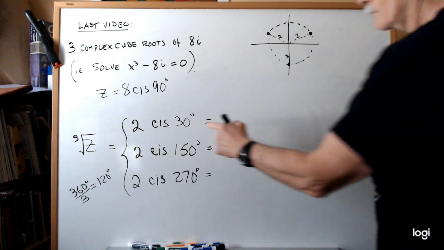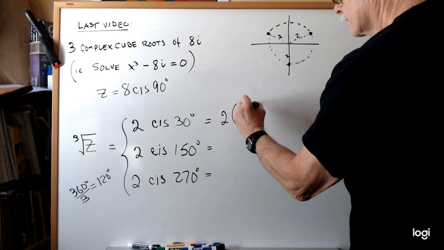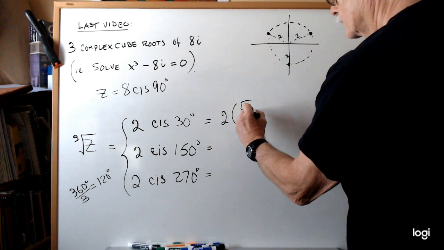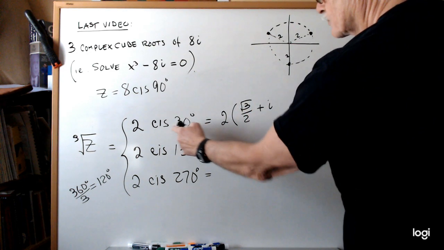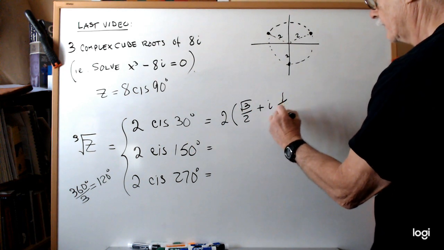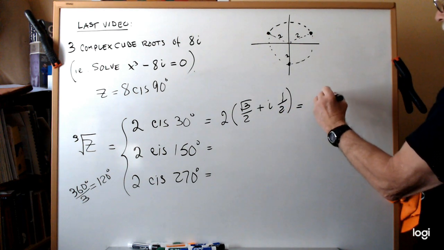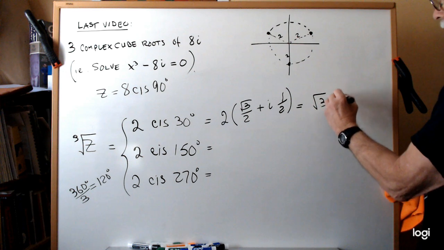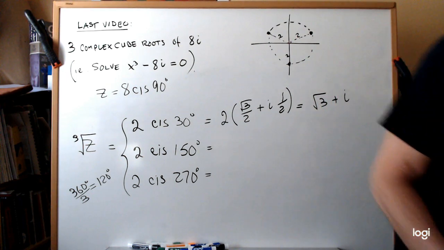So this would be 2 times, the cosine of 30 is radical 3 over 2, and the sine of 30 is 1/2. And when we multiply by 2, we get radical 3 plus i. So this will be 1 of our cube roots.